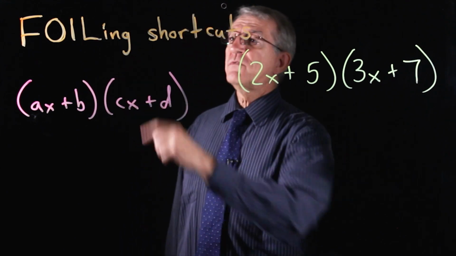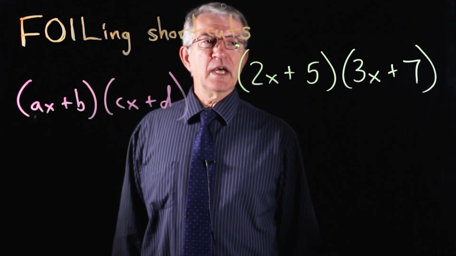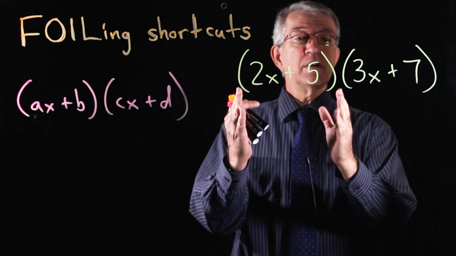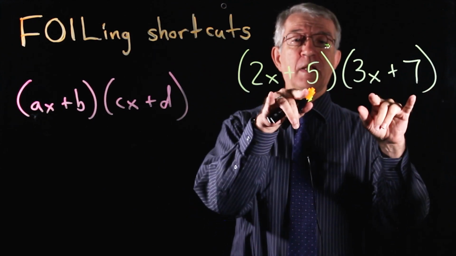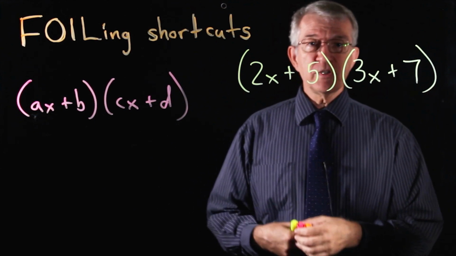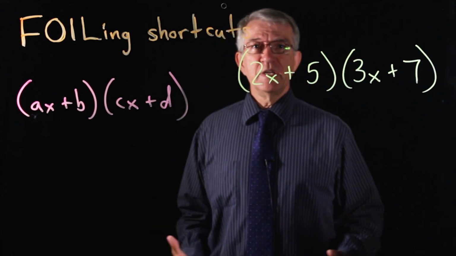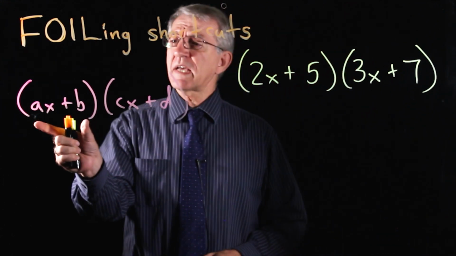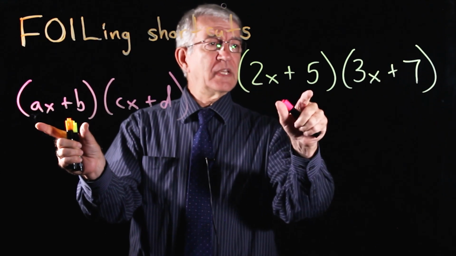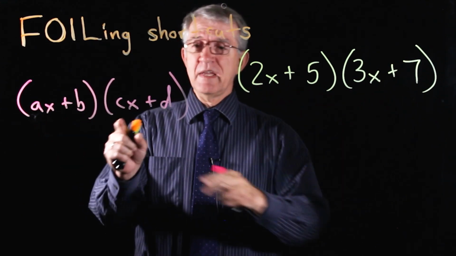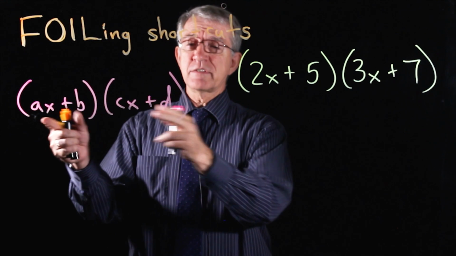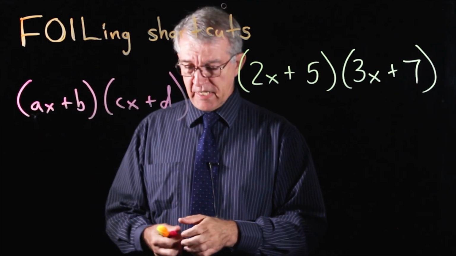Today what we're doing is FOILing shortcuts. FOILing is a shortcut used in general to multiply simple polynomials like this one. Let me show you first the generic problem. Here I have the same thing, except instead of using actual numbers for my coefficients, I've made it generic by using letters of the alphabet. I've just picked A, B, C, and D.